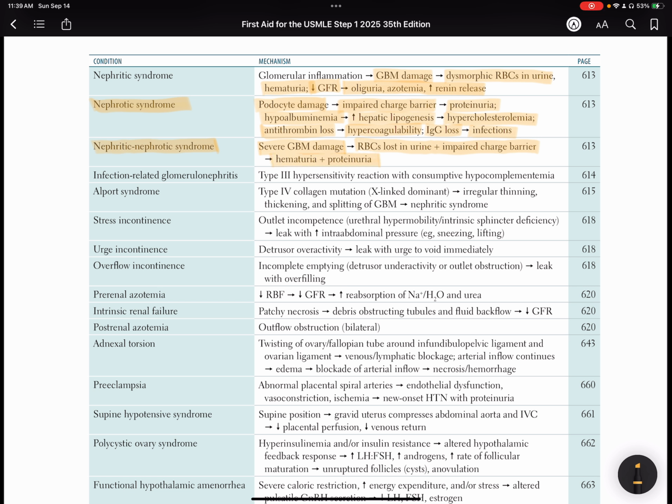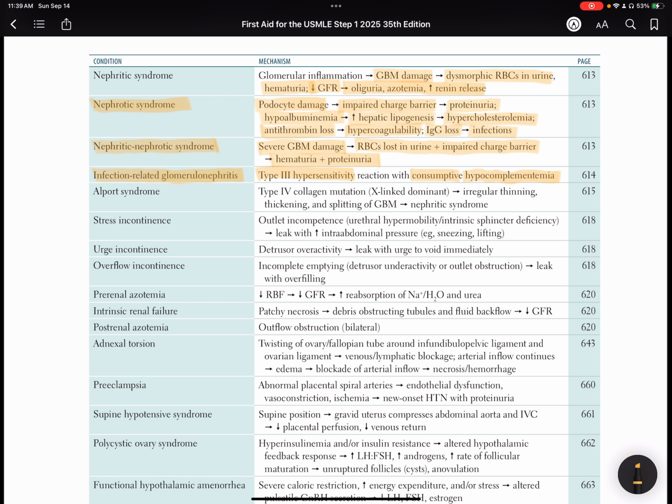Next condition, infection related glomerulonephritis. This is a type 3 hypersensitivity reaction with consumptive hypocomplementemia. Next condition is Alport syndrome.